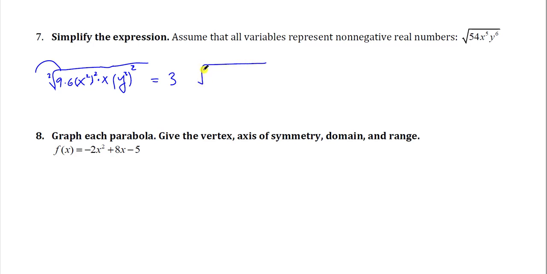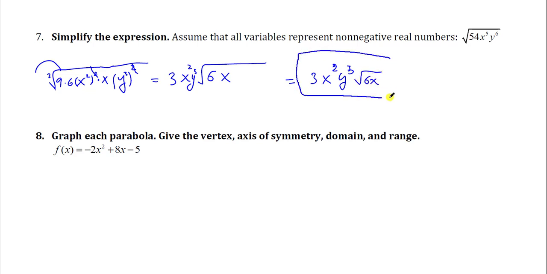So under the square root, I still have 6, because there's nothing I can do for 6. Now the square here, the square for the index and the square for the power, they cancel out. That's why you can bring x squared to the outside. And then also the square here and the square here cancel out. You can bring out y to the third power. And all you have left under the radical here is just the 6x term. So the final answer is 3x squared y to the third power times the square root of 6x. Let me just rewrite here one more time: 3x squared y cubed, square root of 6x. This is the answer.